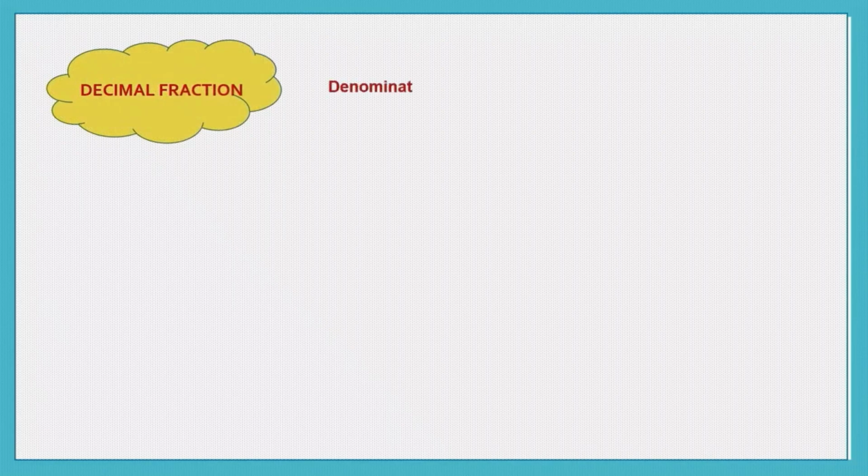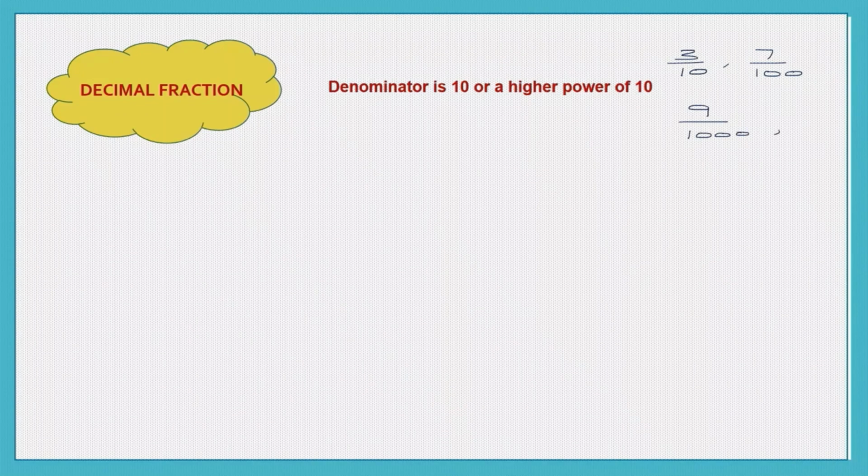Then we have the decimal fraction. What is a decimal fraction? When the denominator is 10 or a higher power of 10. That is, if I have 3 by 10, this is a decimal fraction. If I have 7 by 100, this is a decimal fraction. If I have 9 by 1000, decimal fraction. If I have 19 by 10,000, this is a decimal fraction.